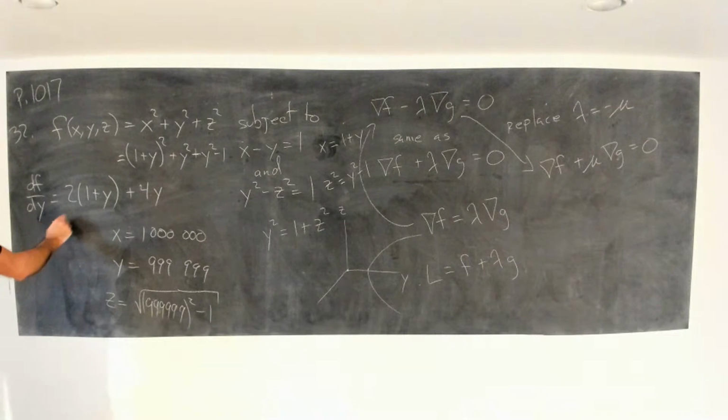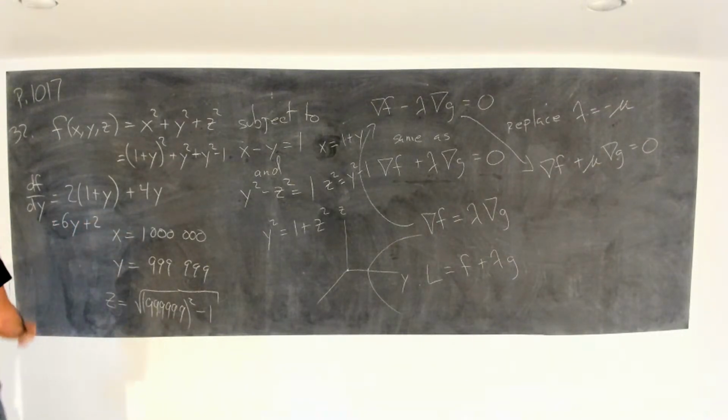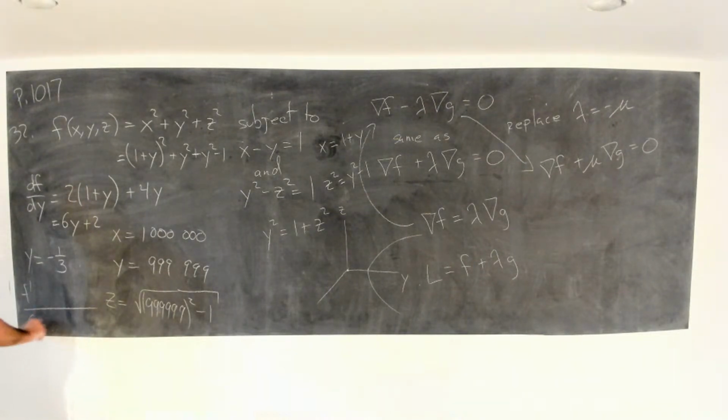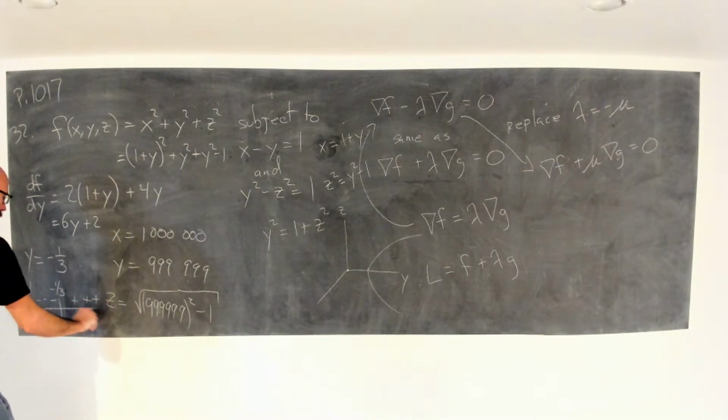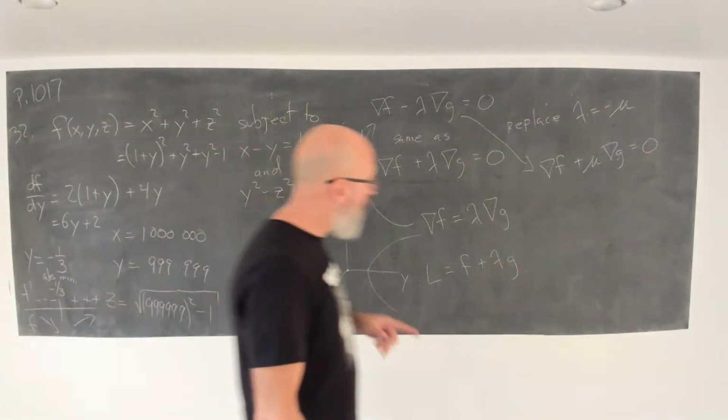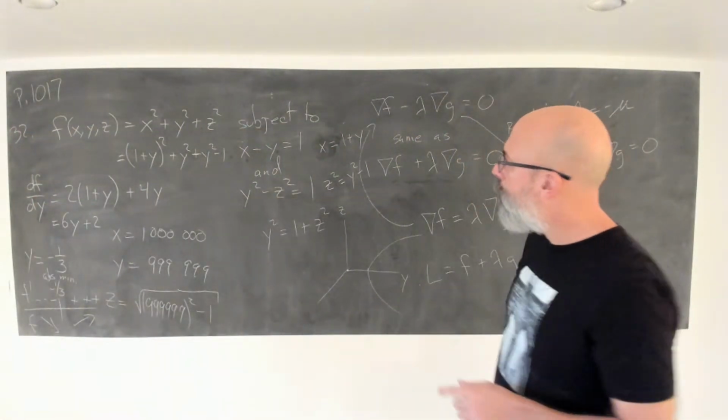So this is 6y plus 2. So y equals negative 1/3 is the critical point. And for large negative values, it's going to be negative, and for large positive values, it's going to be positive. So we have an absolute minimum occurring at negative 1/3. Did that correspond to the answer we had before?